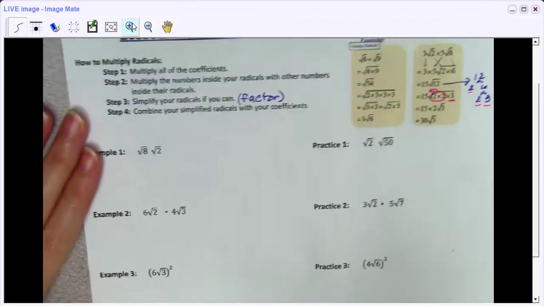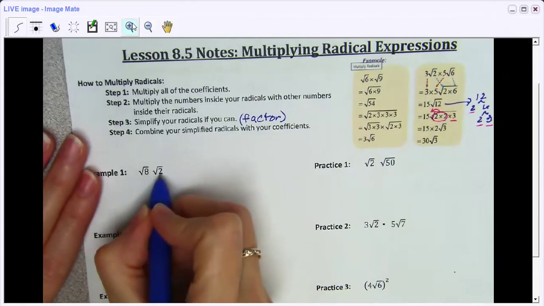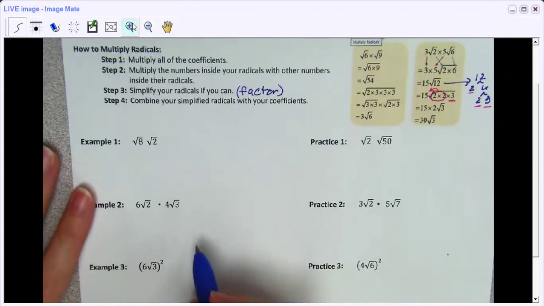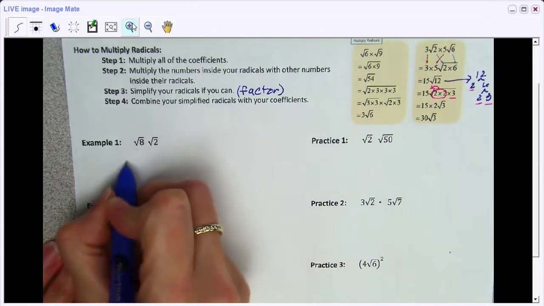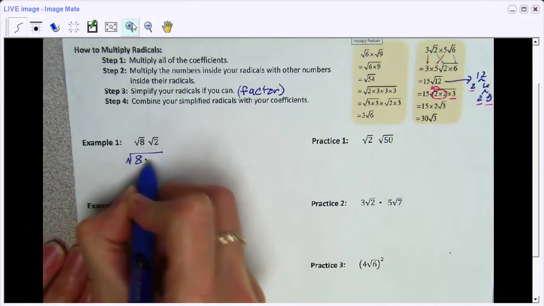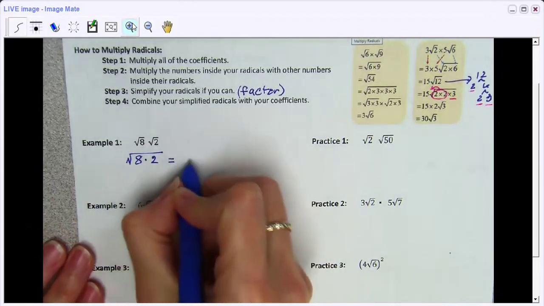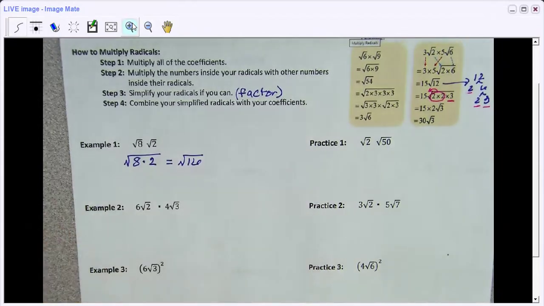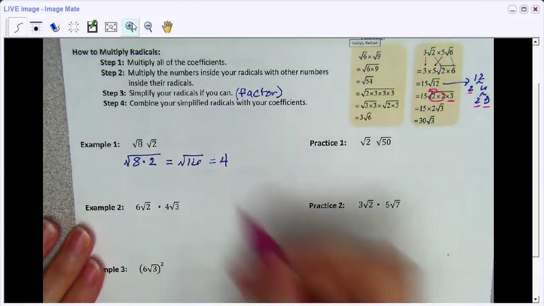So let's look at example 1. We have the square root of 8 times the square root of 2. We don't see a multiplication symbol, nor do we see parentheses indicating multiplication, but that's what we're doing here. We're multiplying. So you could put both of these underneath the radical like this, and then you just multiply it together. 8 times 2 is 16. Without factoring, we should know that the square root of 16 is a perfect square and it equals 4. This would be our final answer right here.